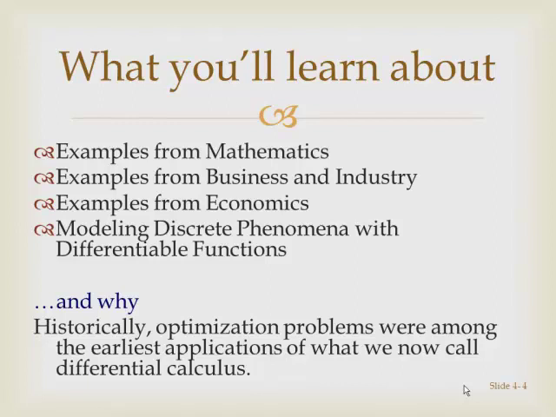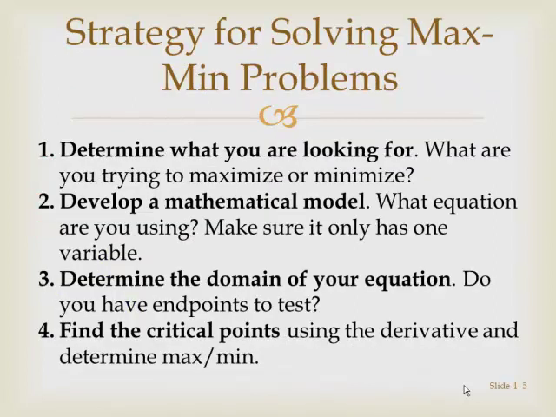Basically, we're trying to figure out if I want to find the maximum production of an item, or if I want to figure out the minimum perimeter it would take to build a fence. Optimization basically means finding maximums and minimums in real-life situations. Here are the strategies for solving max and min problems.